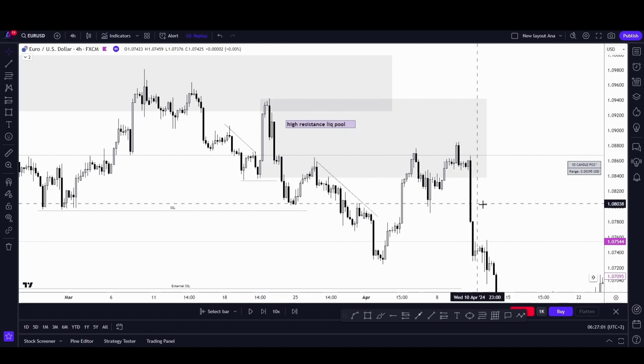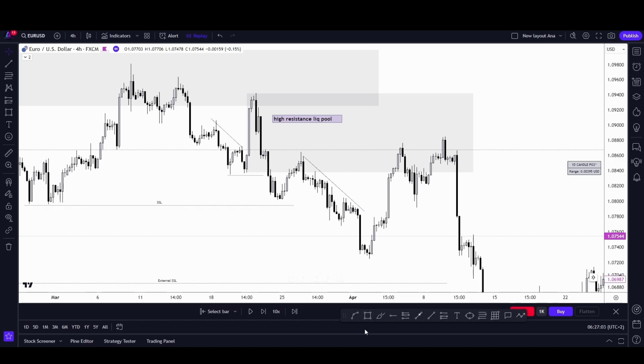And what do we want to target? We want to target low resistance liquidity pools. And where is this low resistance liquidity pool in this case? Well, once we took this buy side liquidity, we're in a bearish market. We have already checked and asked ourselves the questions that I previously mentioned. We're in a bearish market. This is the external sell side liquidity that we want to target.